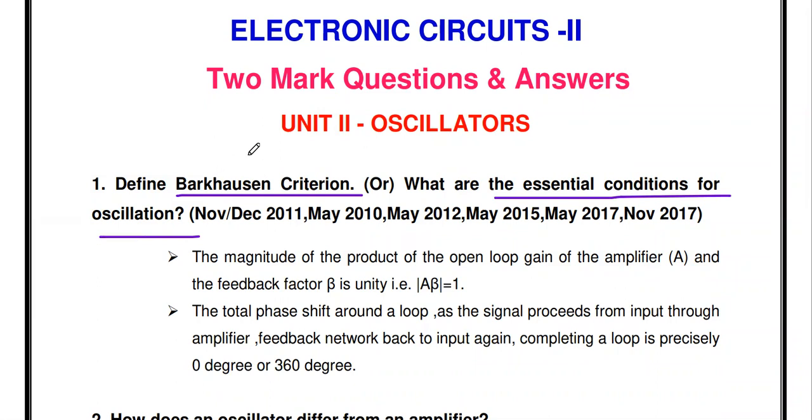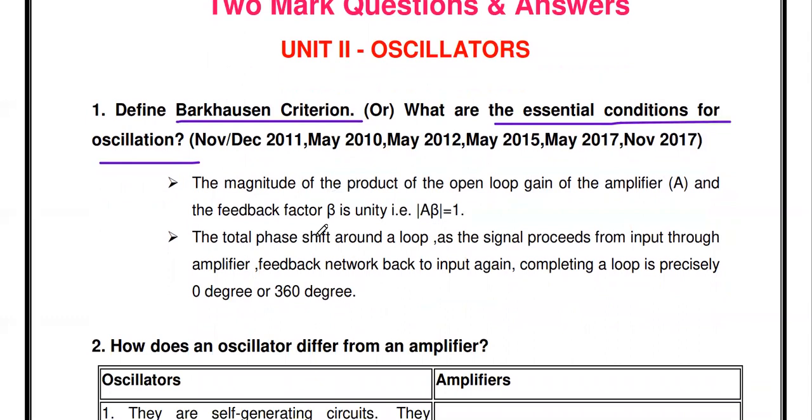In order to generate sinusoidal oscillation, the circuit must satisfy two conditions. Those conditions are called the Barkhausen criterion. The first criterion is that the magnitude of the product of open loop gain and feedback factor is unity. That is, the modulus of A into beta equals 1, where A is the open loop gain and beta is the feedback ratio. So the product of A into beta is always 1.